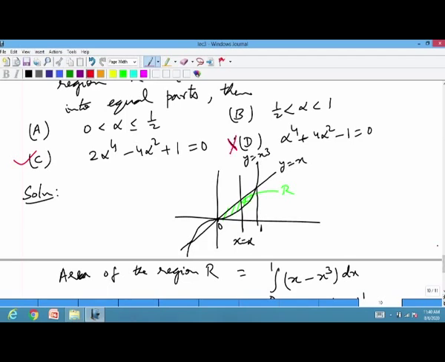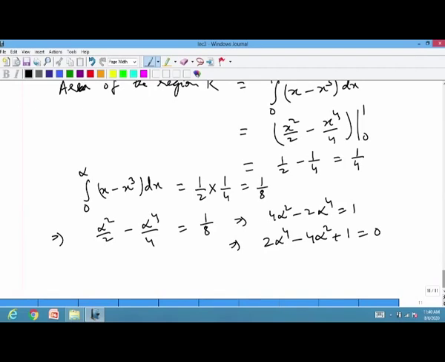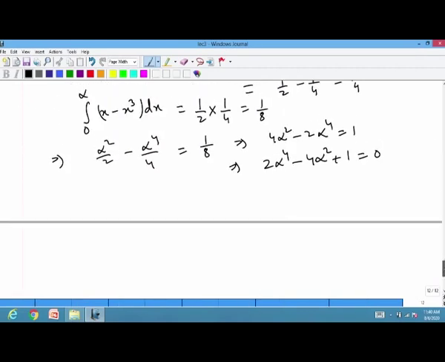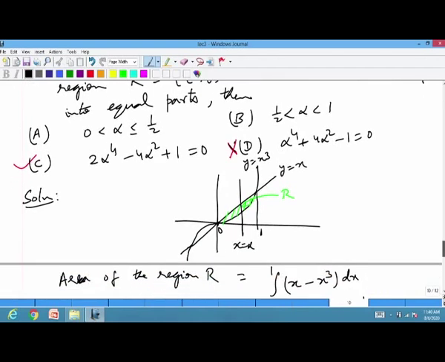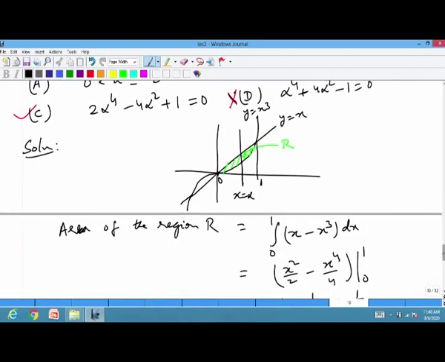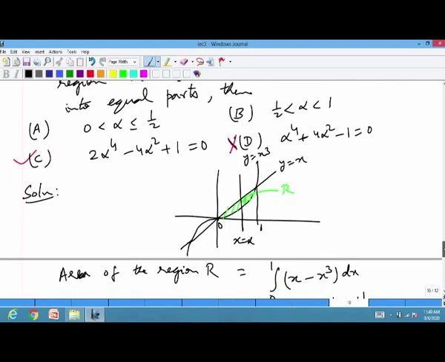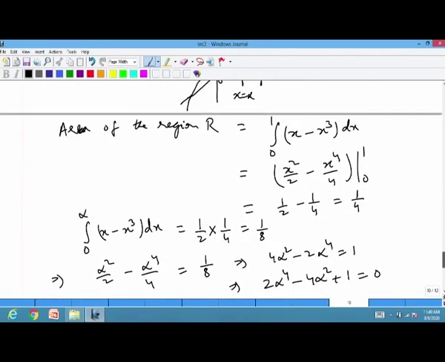Now, what about option A and B? One way is that this equation is quadratic in alpha square. So, we can solve for alpha square from this equation and hence get the value of alpha. Another simpler way is that we have to see whether alpha is less than or equal to half or alpha is bigger than half. So, what we can do is simply calculate this area for alpha equal to half.